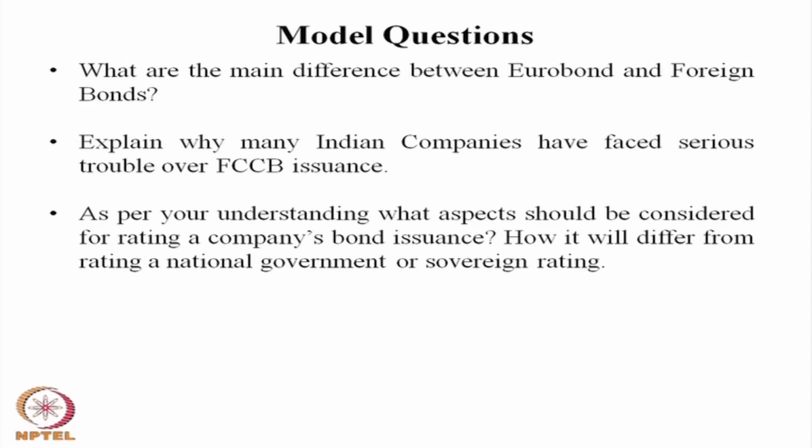As per your understanding, the third question you can discuss: what aspects would be considered for rating of a company's bond issuance, and how it will be different from rating a national government, the sovereign rating. Here we discuss what factors would be considered for rating of a company, and in what way it differs from the sovereign rating. You can discuss here that in case of company rating, the company performance, company board of governors, company management, company balance sheet, company profitability, company way of doing business, company performance in the share market, in the bond market, in product development, in R&D activity, company's own strengths and weaknesses, everything will be part of the company rating side.